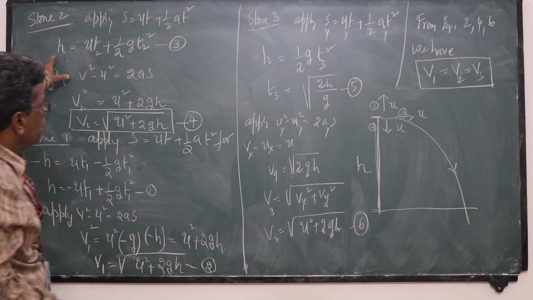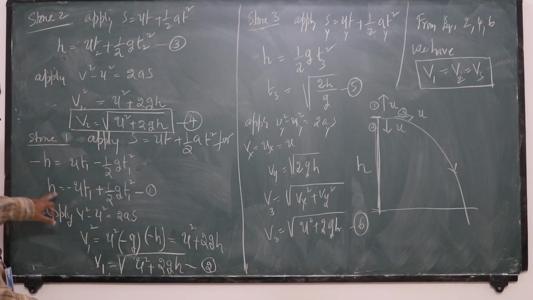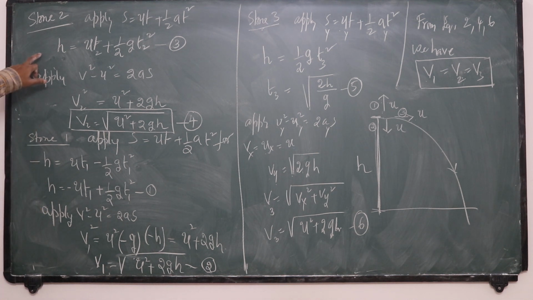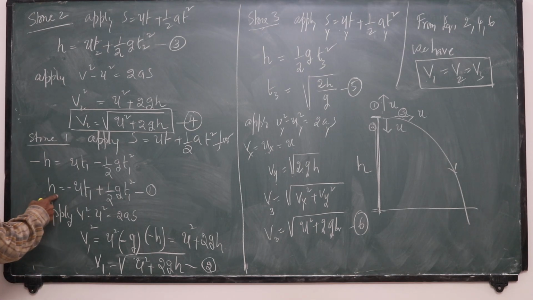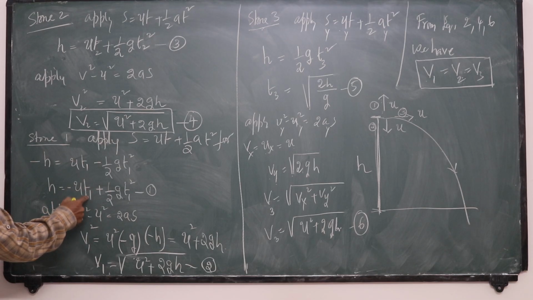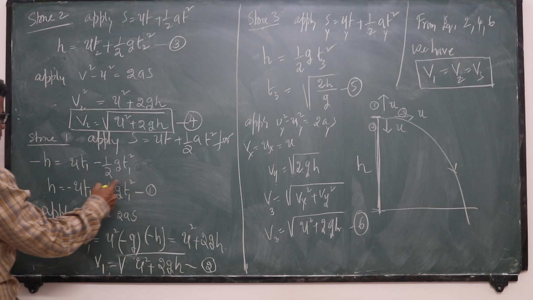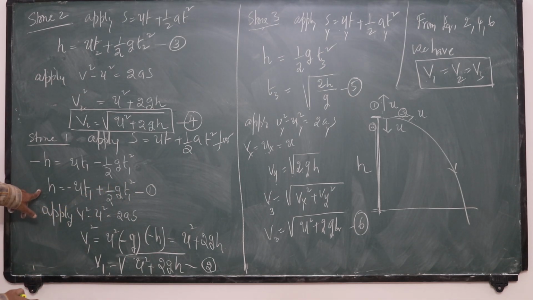This is h. Second one is h minus u t2. So what I am doing with equations 1 and 2, I multiply with t1 and t2. If you multiply this one with t1 and this one with t2, what will you get? h t2 minus u t1 t2 plus half g t1 square t2. So this is for the first one.